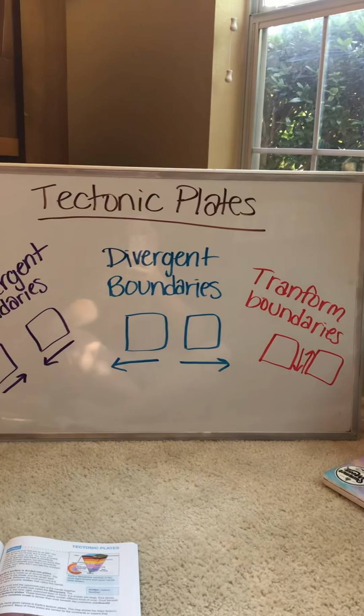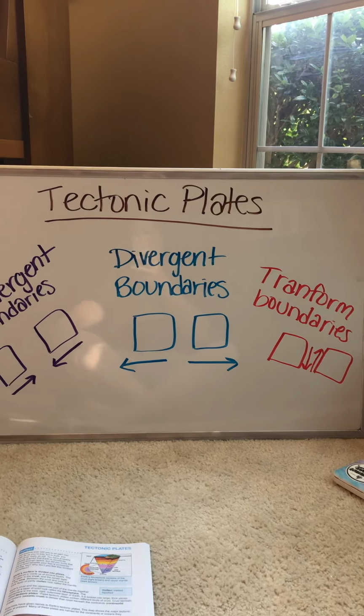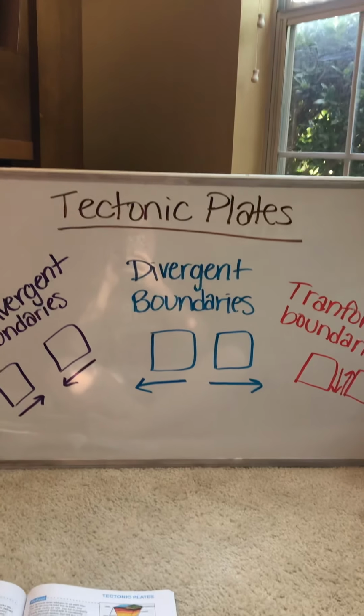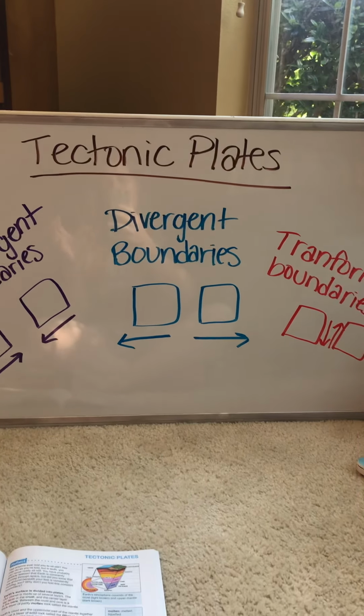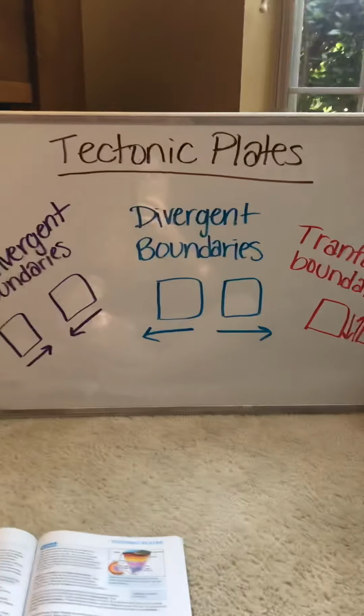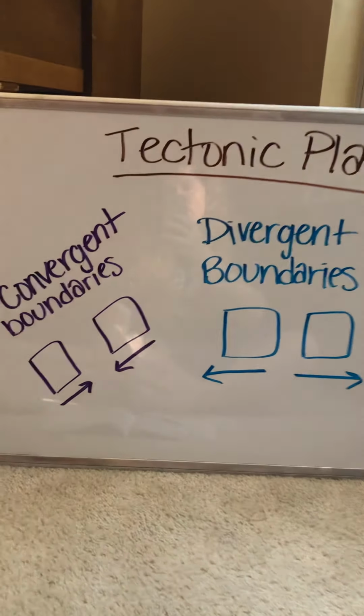When we're talking about tectonic plates, we're going to be talking about 3 different types of boundaries that we have. And boundaries are just when plates are coming together, going away, or rubbing against each other, okay? So here's a quick little explanation.